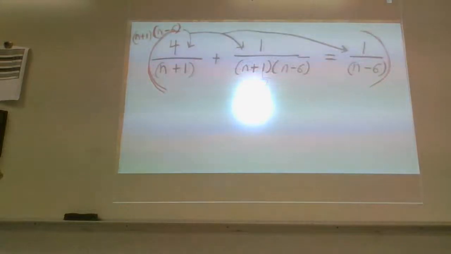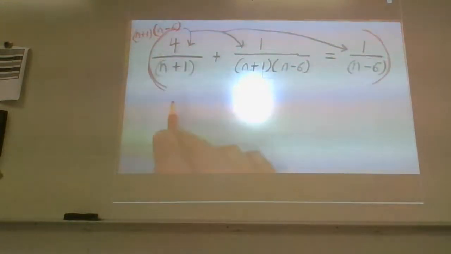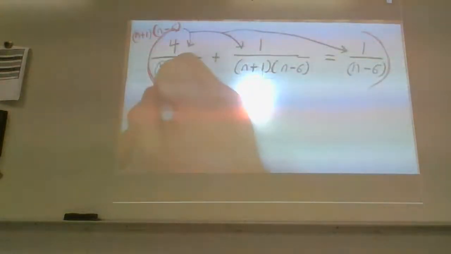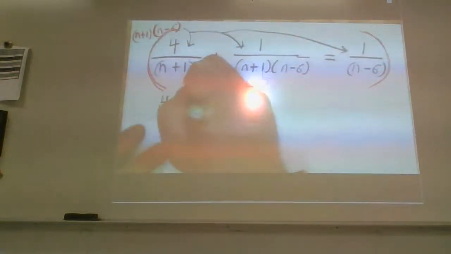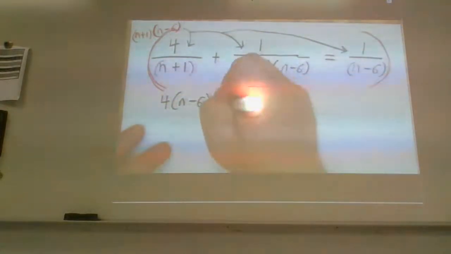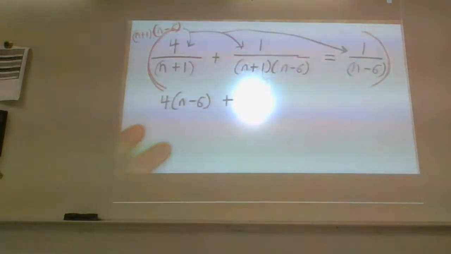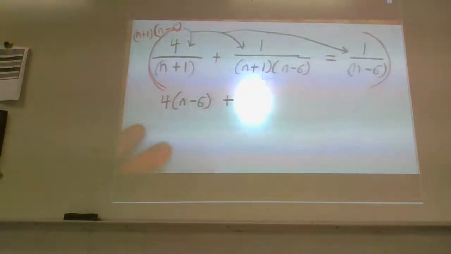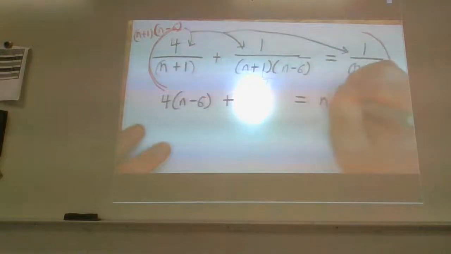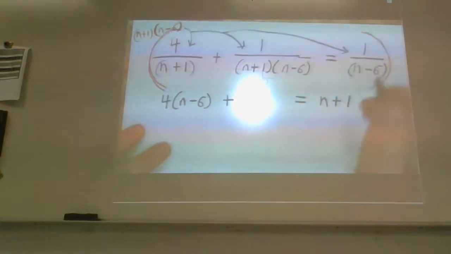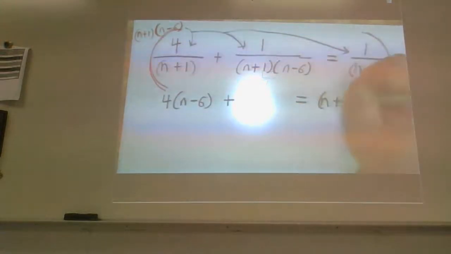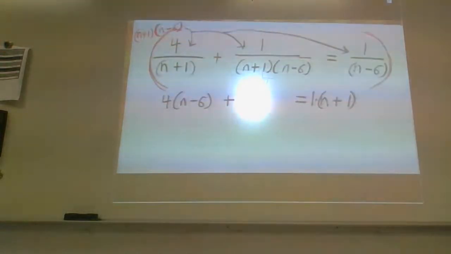N plus 1, n minus 6. Well, in the first fraction, the n plus 1s would cancel, leaving me with 4 times n minus 6. In the second fraction, they would both cancel, leaving me with a 1. And in the third fraction, the n minus 6 would cancel, leaving me with a 1 times n plus 1, which I'll just put there for the sake of argument, even though I don't really need to.